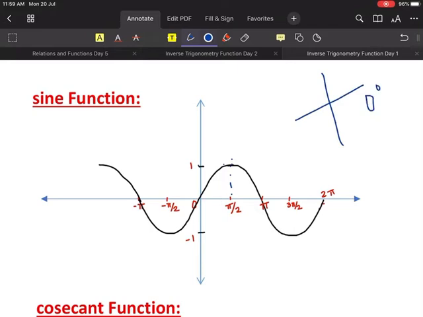Now sine 0 is how much? 0. Sine 180 is how much? 0. Look at here. We have discussed this one yesterday. 0 degree, 90 degree, 180 degree and 270 degree, and this one will be 360 degree. So now look at here. Sine 0 is 0. Now sine 30 degree is how much? Half. So it will be somewhat here. And sine 60 degree is how much? Root 3 by 2. So it will be somewhat here.